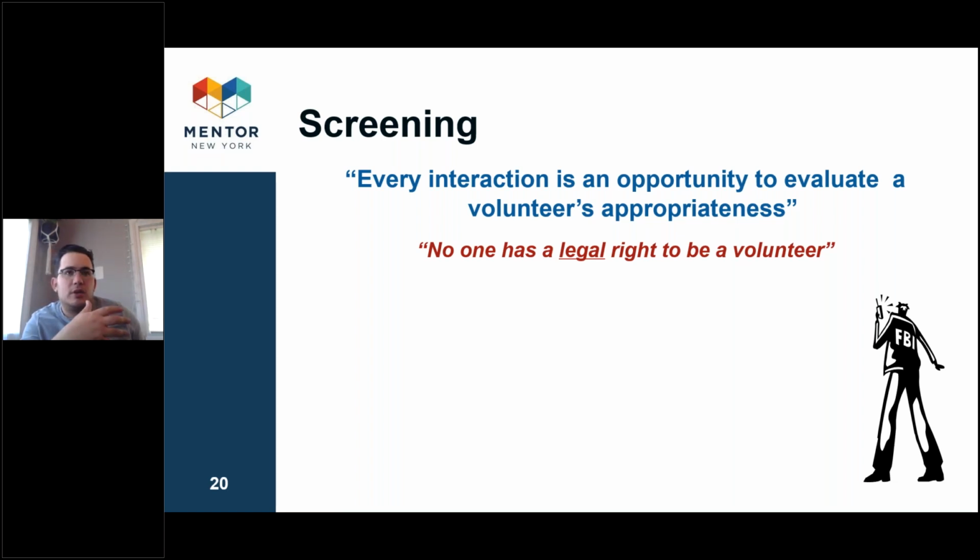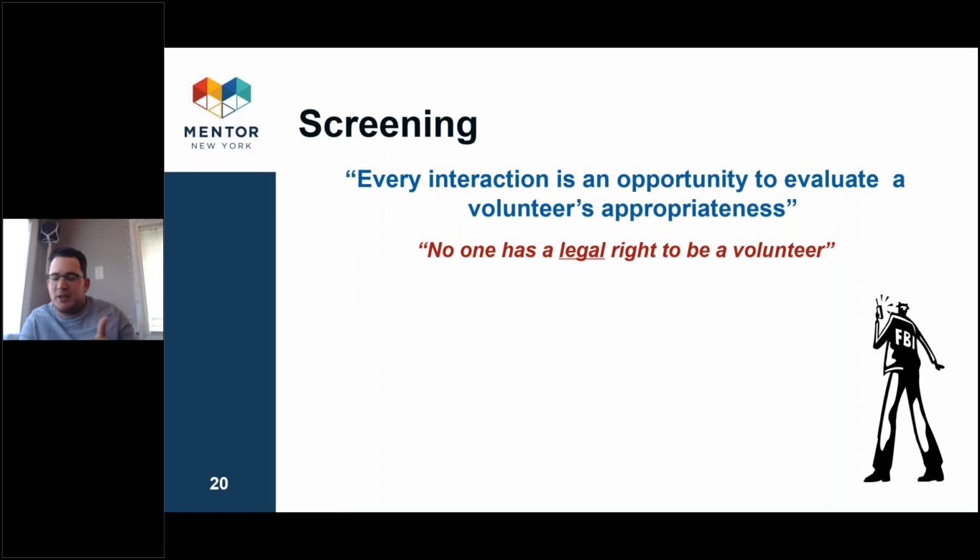And so when someone's applying, you don't have to let them be a volunteer, right? You don't have to let them into your program. And thinking about screening as well, every interaction is an opportunity to evaluate that volunteer's appropriateness. I think sometimes when we talk to programs about screening, they think of it as that background check and an initial interview process. And then once they're in, they're good to go.